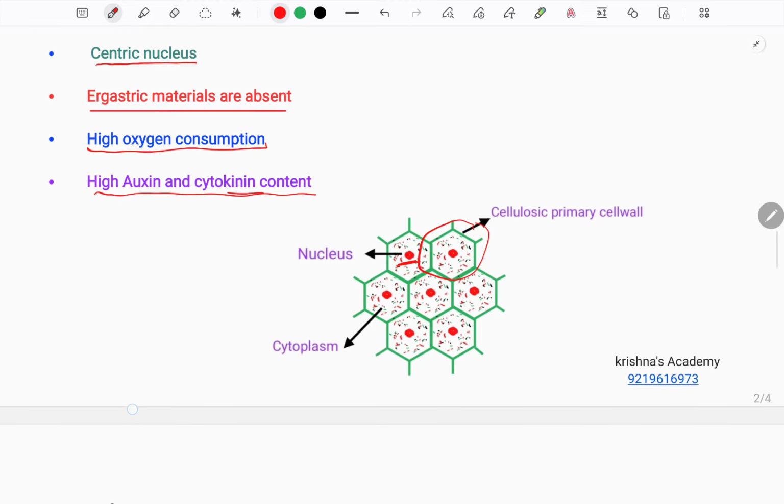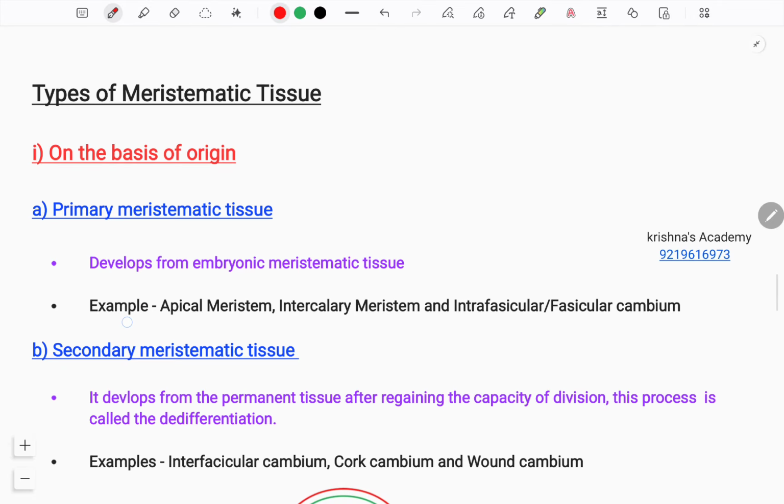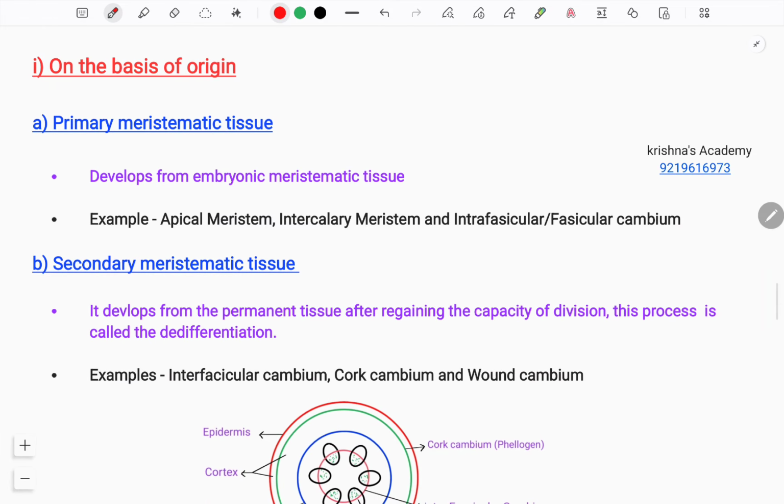Now, the next topic is types of the meristematic tissue. There are several criteria to categorize the meristematic tissue, but we will discuss only two main important criteria. The first one is on the basis of the origin: when it is formed, how it is formed. And there are two main types: the primary meristematic tissue and the secondary meristematic tissue.